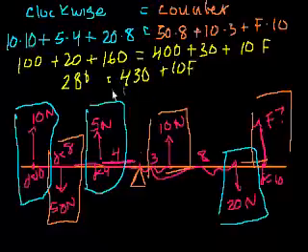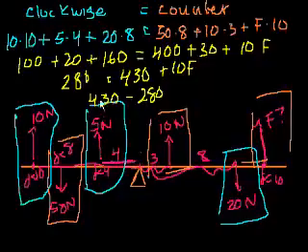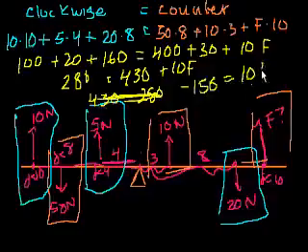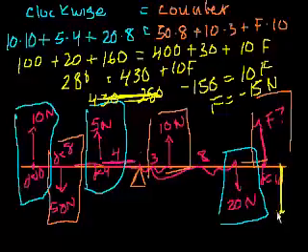Subtract 430 from both sides. So what's 430 minus 280? It's 150, right? So minus 150 is equal to 10f. So F is equal to minus 15 newtons in the counterclockwise direction. Or it means that it is 15 newtons, right?